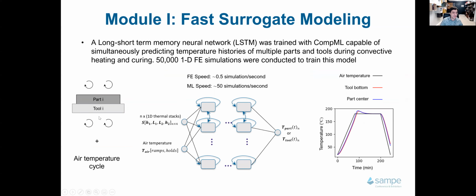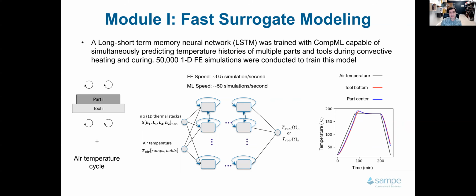It gets information from multiple parts, their thicknesses, the known heat transfer coefficient around them. It gets the air temperature cycle that you have defined, and it can tell you the temperature of the part and the temperature of the tool, in the example, as you can see on the right side. It has a specific architecture known as long short-term memory neural network, LSTM. It was trained by CompML by doing 50,000 finite element simulations with the built-in FE module in CompML.